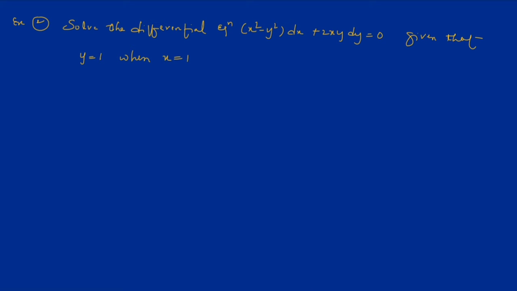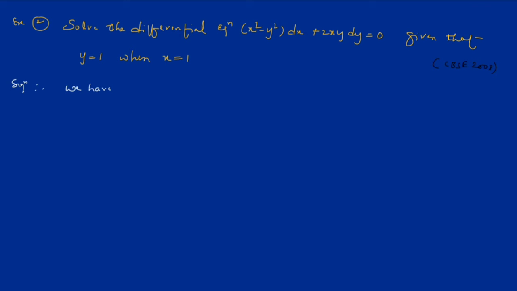Let's see the solution of this one. Here a differential equation has been given, that is (x² - y²) dx + 2xy dy = 0, and given the values y = 1 when x = 1. It has been asked in CBSE 2008 also.